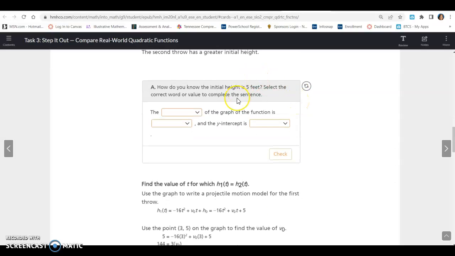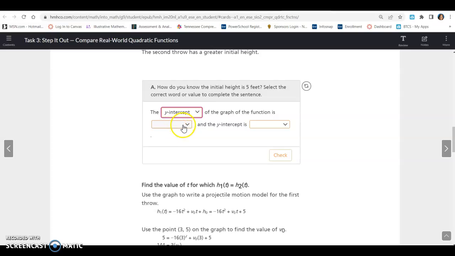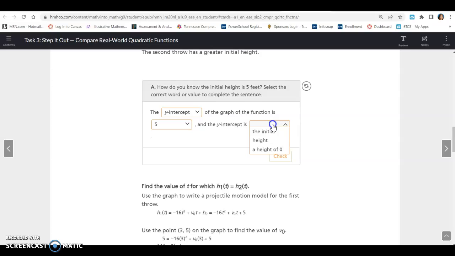How do you know the initial height is 5 feet? Select the correct word or value to complete the sentence. The y-intercept of the graph of the function is 5, and the y-intercept is the initial height.